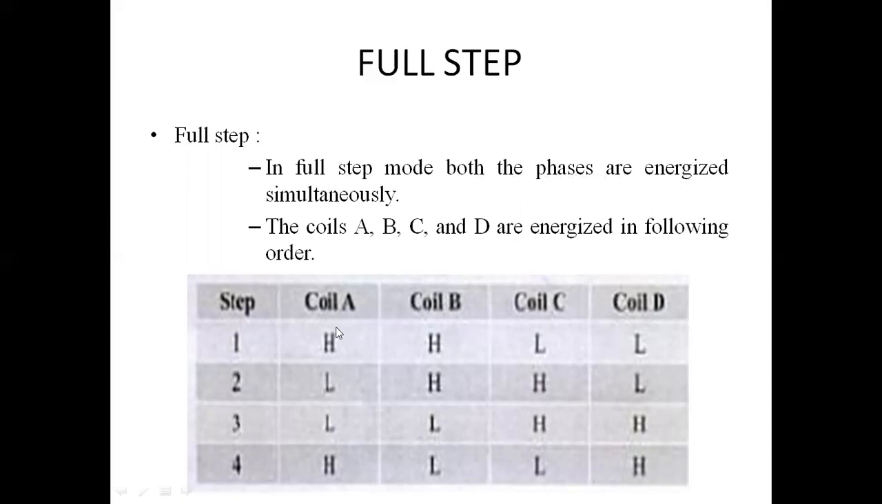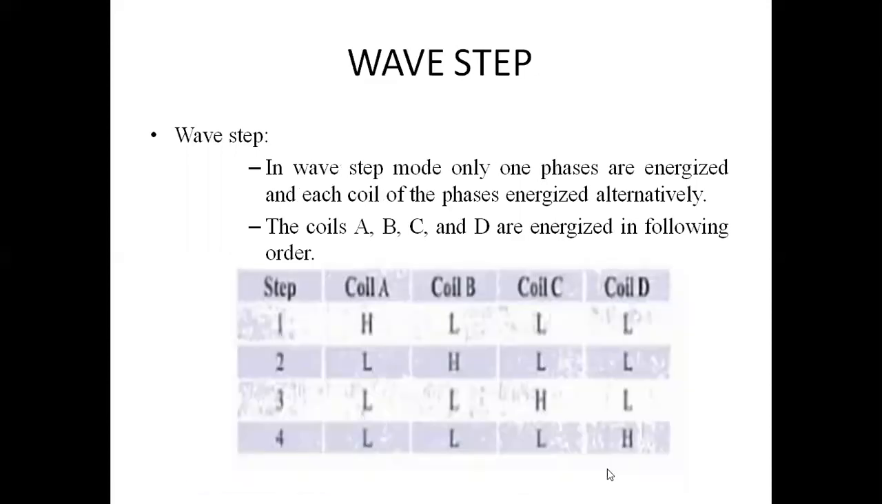In full step, coil A and coil B will be energized, whereas the other two coils will be in low state. Here coil A is low, coil B is high, C is high, and D is low. So here also two phases are energized, and in the third step and the fourth step also two coils are energized.